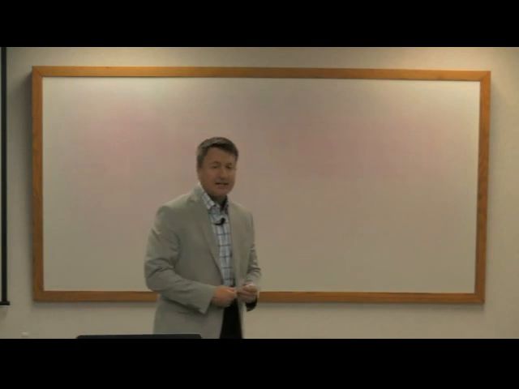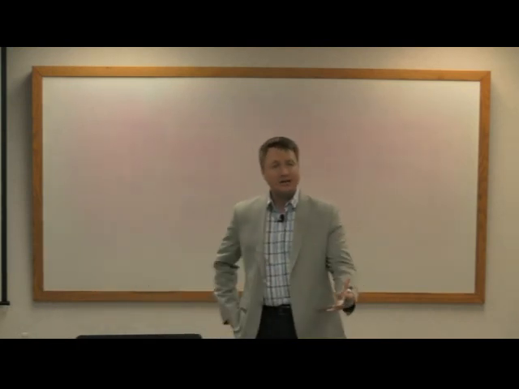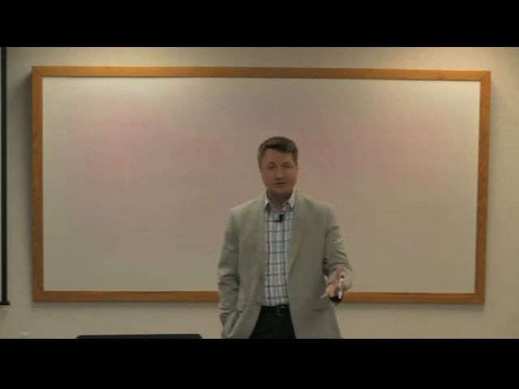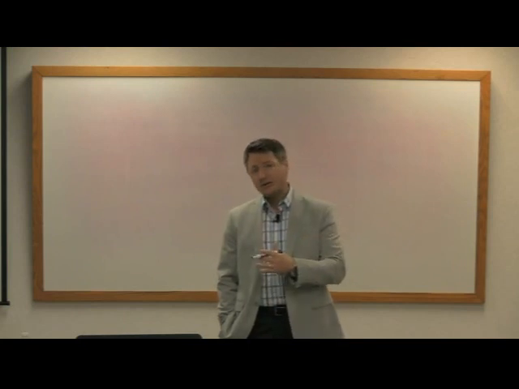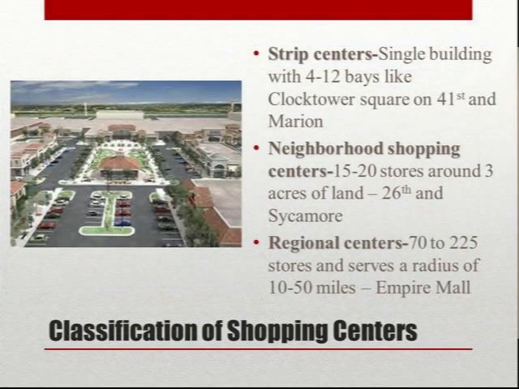And so I'm going to draw these out for you. I'm going to give you locations. If you aren't from the area, you can Google these. I'm going to give you the intersections, and you can certainly Google these and see exactly what I'm talking to you about. But the first one is a strip mall. And I think most of us are familiar with what a strip mall looks like. And you'll see in the definition that it says a single building with 4 to 12 bays like Clock Tower Square on 41st and Marion.